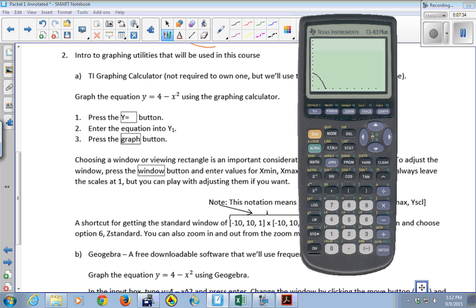So you may or may not get a picture that looks like mine, right? Because what we have to do is decide what window to look at. The coordinate plane is infinitely large, right? X and Y extends in both directions. So it's wide and tall, infinitely so. We only have this little teeny tiny screen. We have to decide what portion of that infinitely large thing we want to look at. So we want to choose a viewing window. It's an important consideration. So you go to window, it's right next to y equals.